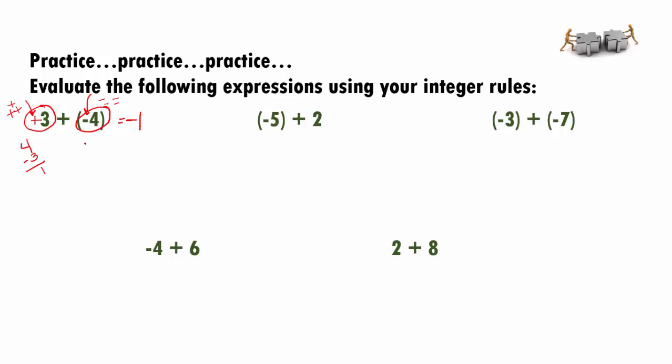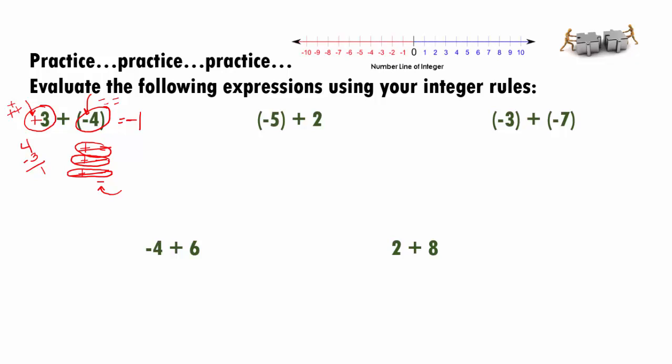Just want to show you another way I sometimes work that out. I say to myself, okay, I have 3 positives. I have 1, 2, 3, 4 negatives. Positive and negative together zero each other out. They're opposites. They're additive inverses. Positive and negative zero each other out. I'm like, oh, I'm left with 1 negative. And that's how I know my answer should be a negative 1.